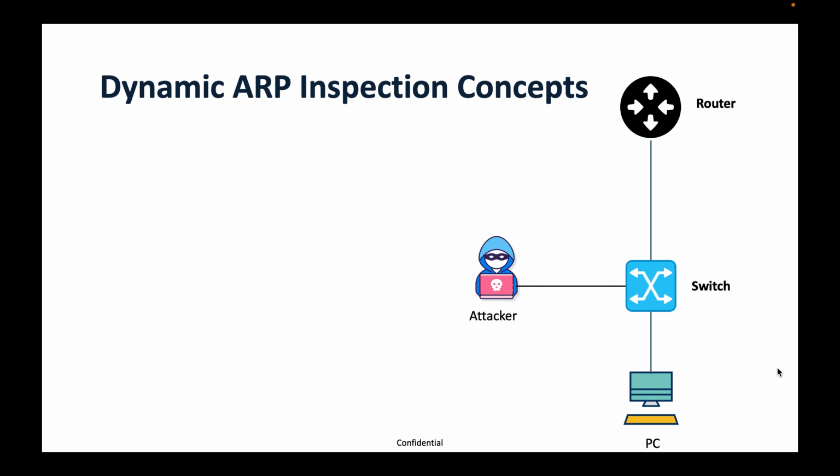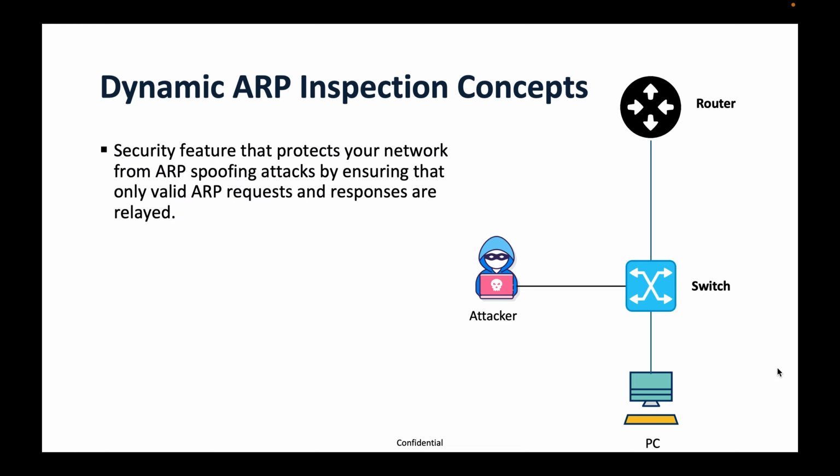So that is why dynamic ARP inspection is there. This is where it comes into the picture. So let's look at some of the concepts of DAI. Dynamic ARP inspection is a security feature that protects your network from ARP spoofing attacks by ensuring that only valid ARP requests and responses are relayed. It acts as a security guard that checks every ARP message passing through the network.